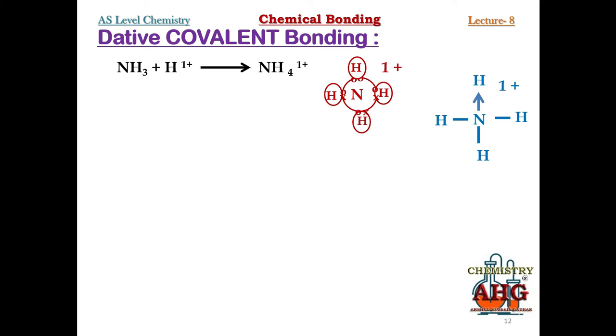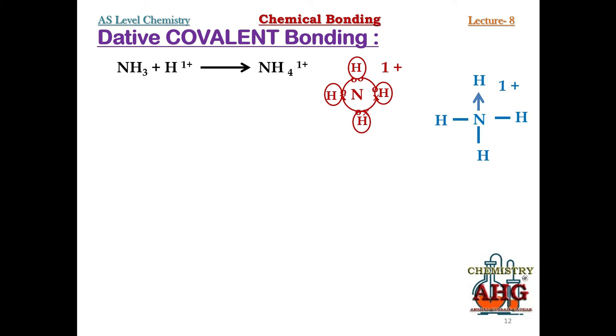Now students, you must remember whether it is simple covalent bond, single covalent bond or dative covalent bond, the bond strength is the same. The only difference is the type of electrons. Are the electrons provided by the same atom, or are the electrons provided by 2 different atoms? This is the difference between simple covalent bond and dative covalent bond. But remember, strength of single covalent bond and dative covalent bond is the same.